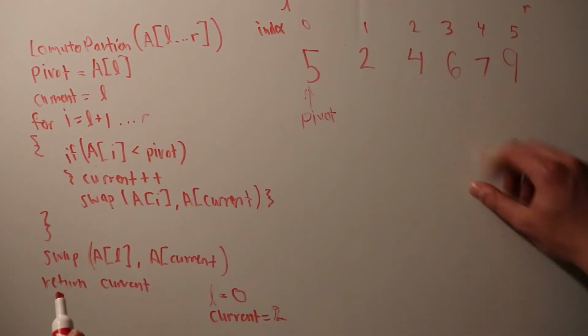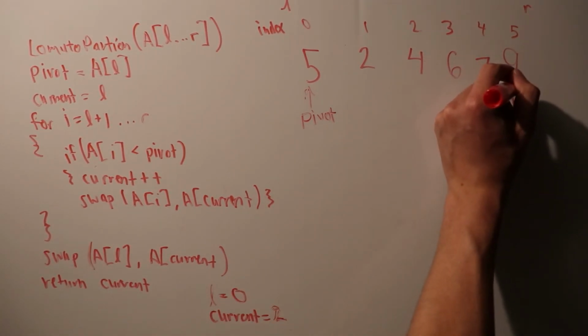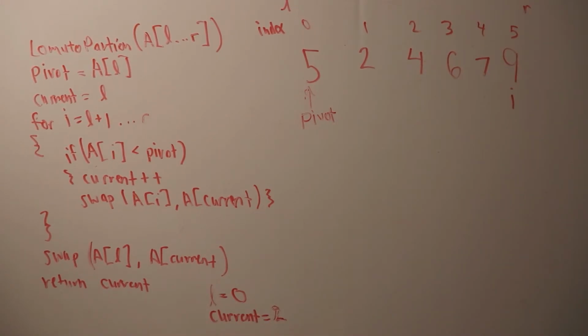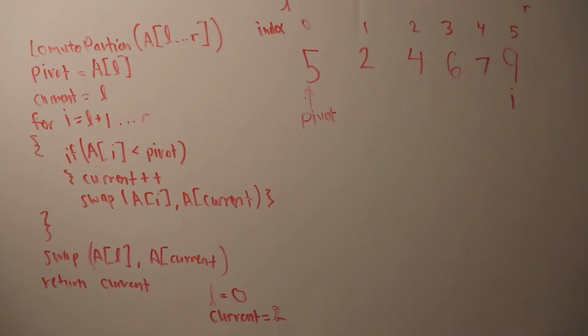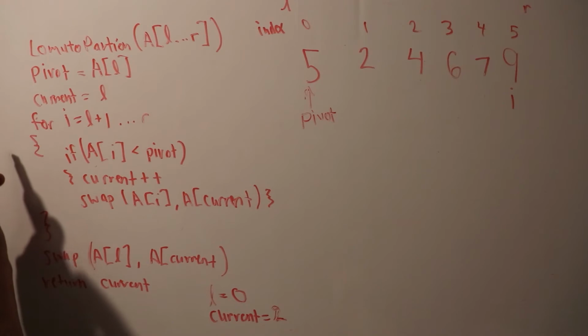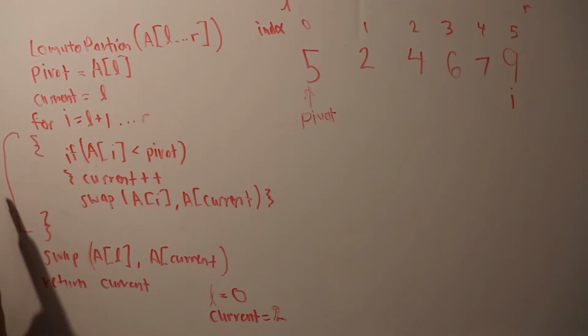So let's move I over again. Now I is going to be at 9. What do we need to do here? Is this 9 less than the pivot, which is 5? No, it's not less than the pivot. So we look like we're done with the for loop. The for loop has been completed.